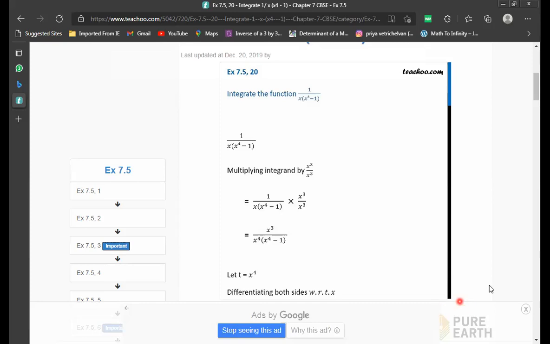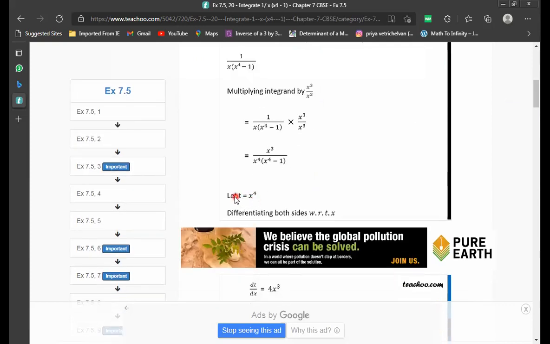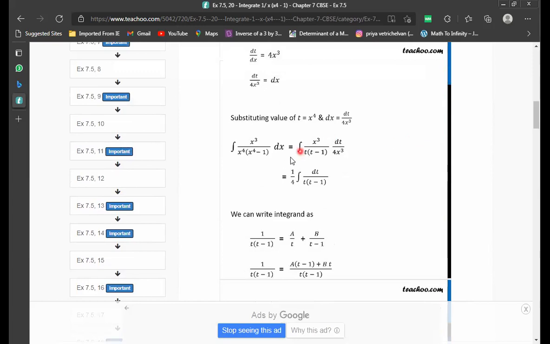Multiply and divide by x power 3. They are assuming x power 4 as t, so 4x cube is dt by dx. Then just substitute them and rewrite your question in terms of t. It will become dt upon t into t minus 1.